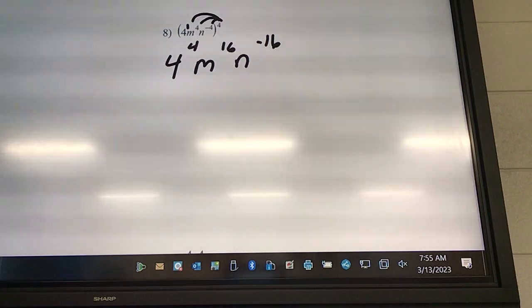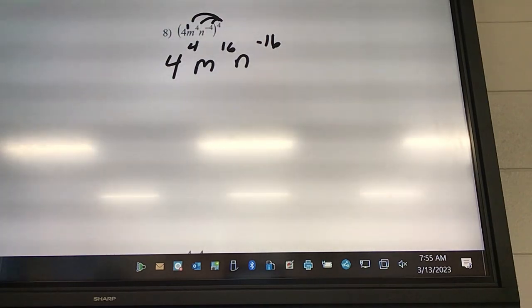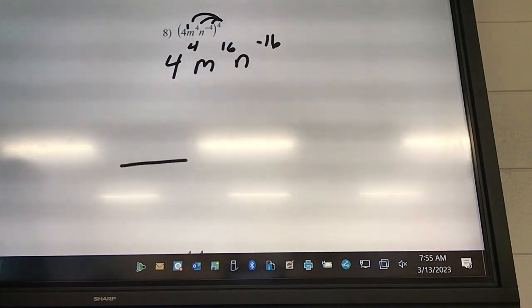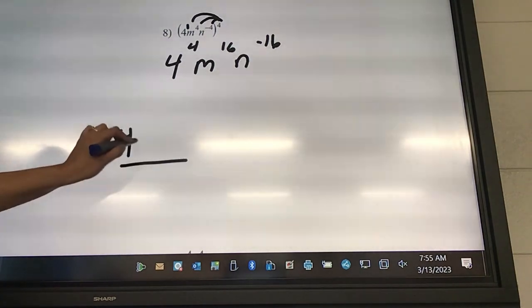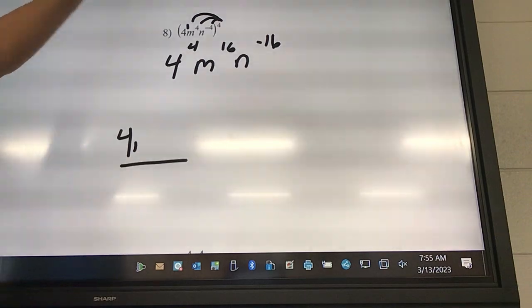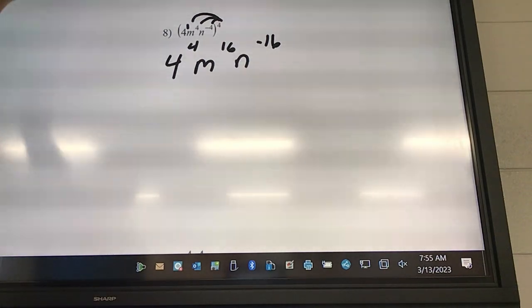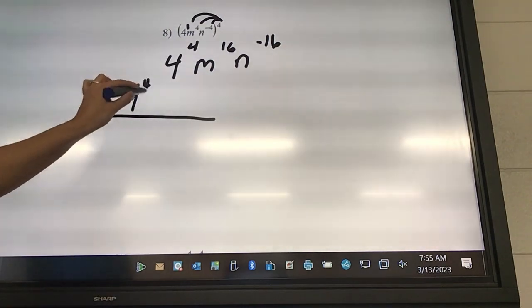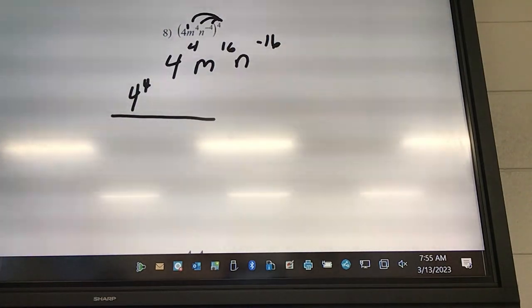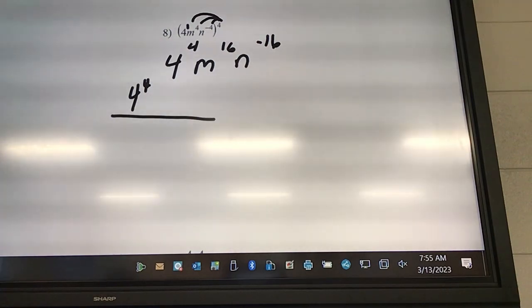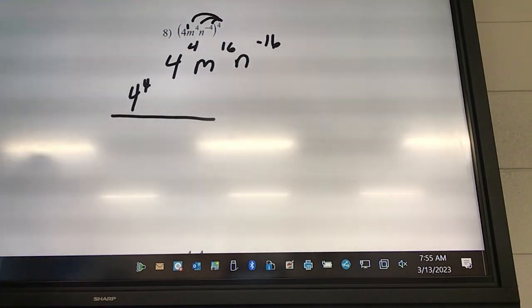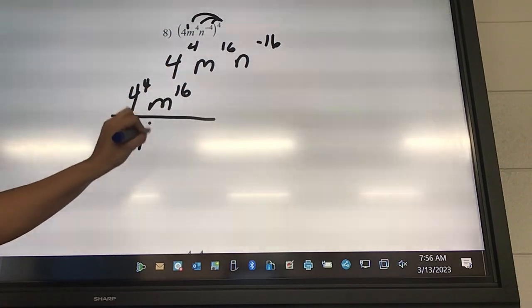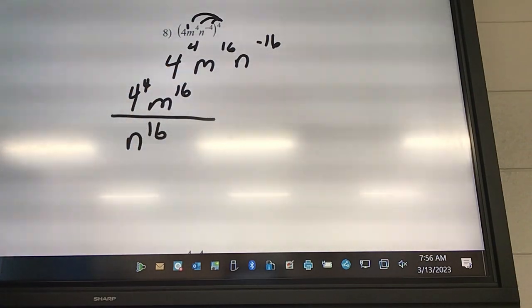Okay, do we have any negatives? Yes. Okay, so draw your line. 4 to the 4, where's that going? On top. 4 to the 4 goes on top. m to the 16, top. n to the -16, in the bottom. Okay, are we finished?